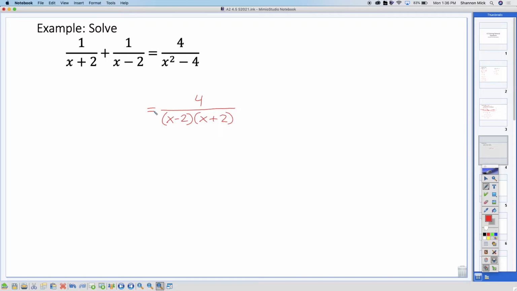Cross multiply? No, add them first. So you have to get common denominators. So what do I have to multiply this one by? X minus 2. Plus, right? And what do I have to multiply this one by? X plus 2. Well, the 2's reduced in the numerator, don't they? Yeah. And what happens to my denominators? When I cross multiply, they do not cancel, they reduce.